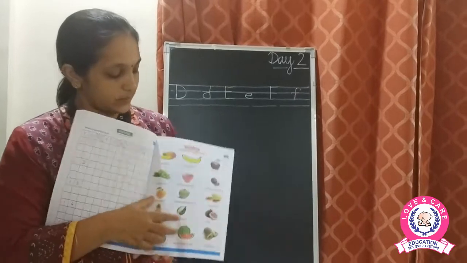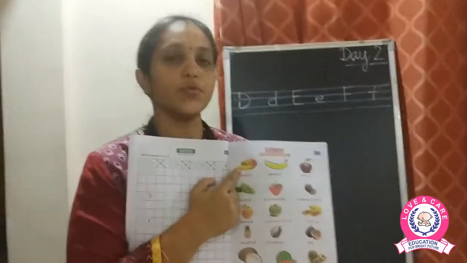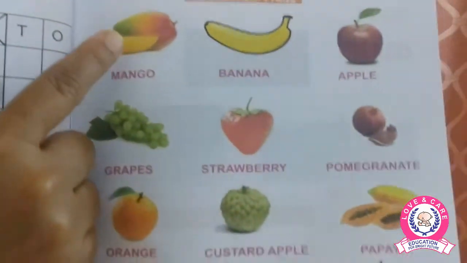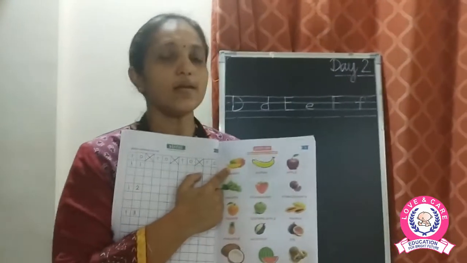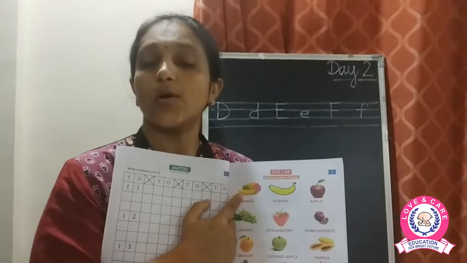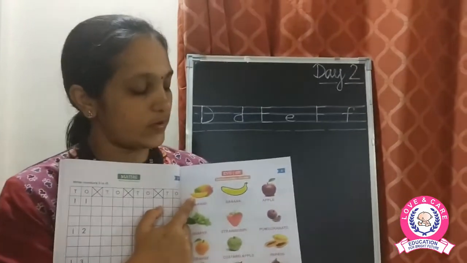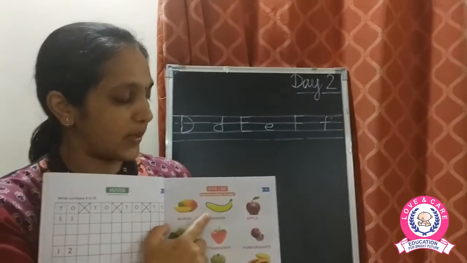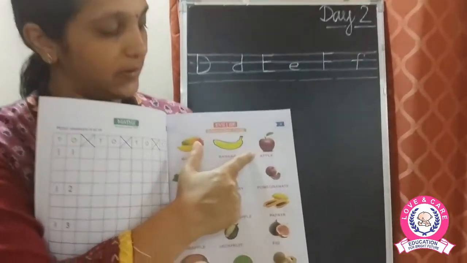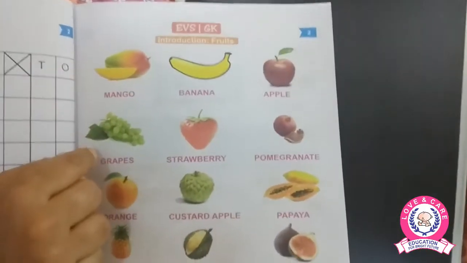Okay children, now the first fruit you learn is mango. This is mango. So what you have to do is look at the picture, recognize it and see the name. Toh ye kya hai? This is a mango. Mango is also called the king of the fruits. Then is banana. This is banana. An apple. Grapes.